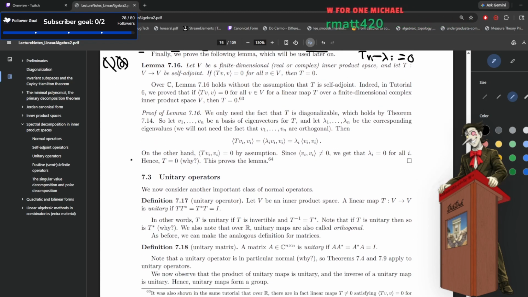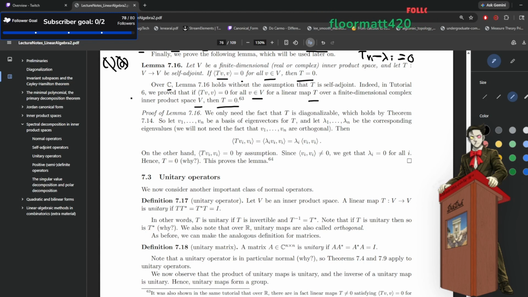Lemma 7.16. Let V be a finite dimensional, real or complex inner product space, and let T from V to V be self-adjoint. If the inner product of T(v) with v equals 0 for all v in V, then T has to be 0. Now, over the complex field, Lemma 7.16 holds without the assumption that T is self-adjoint. Indeed, there was a question in tutorial 6 where we proved that if the inner product of T(v) with v is equal to 0 for all v in V, for a linear map T over a finite dimensional complex inner product space V, then T is equal to 0.